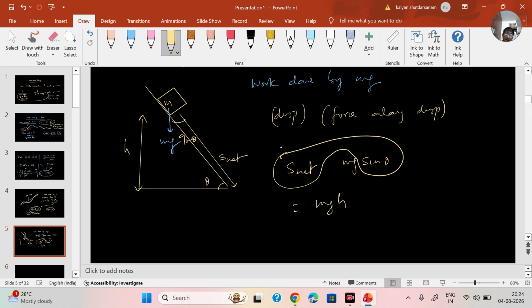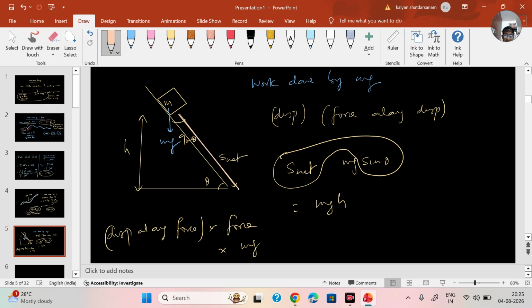The other way is you can write displacement along force multiplied by force. This is a more easier method. Here I did force along displacement multiplied by displacement. Now I am doing displacement along force multiplied by force. Force is mg. What is displacement along force? You see here, the total displacement was this, which I can split into vertical displacement and horizontal displacement like that. In that, the horizontal is perpendicular to force.